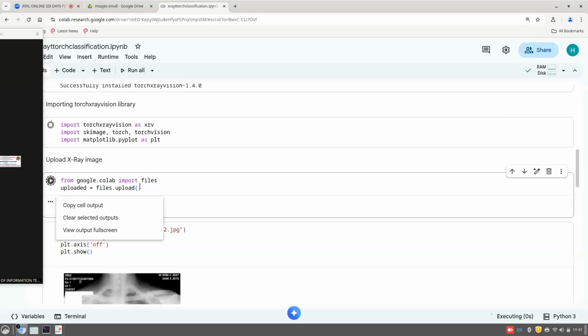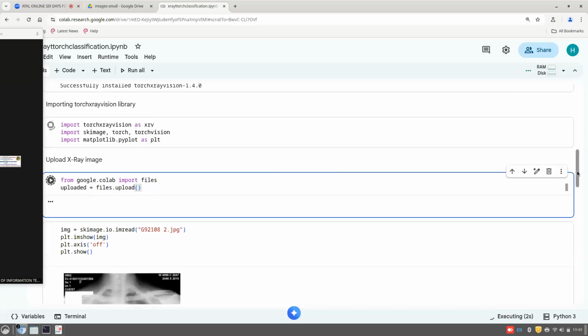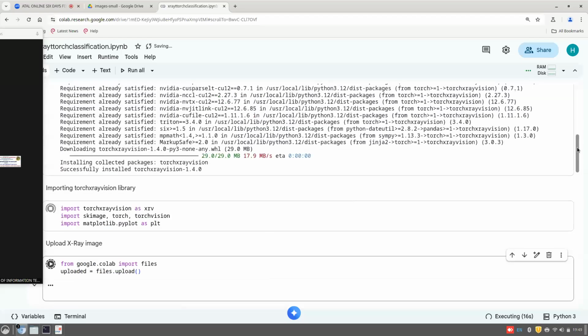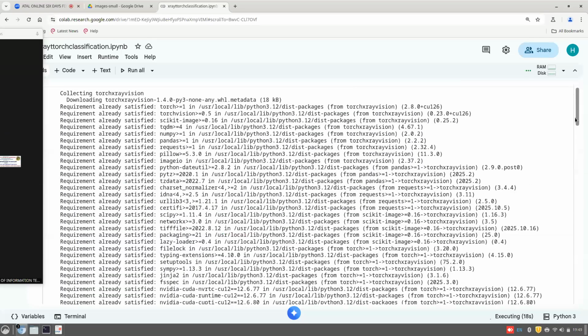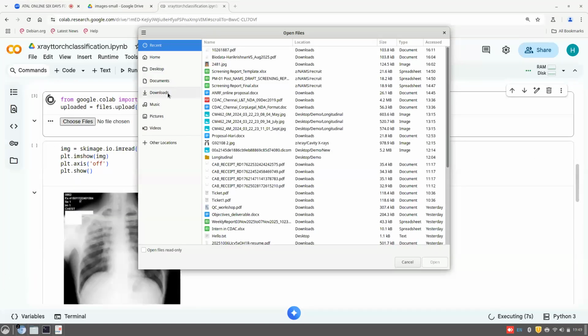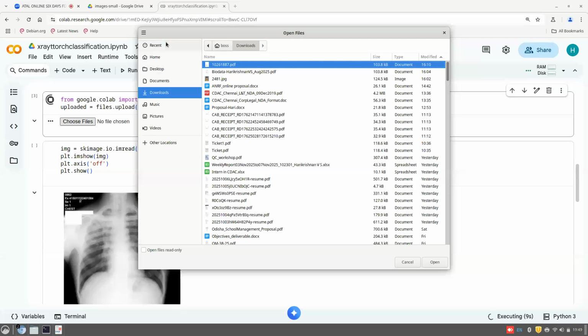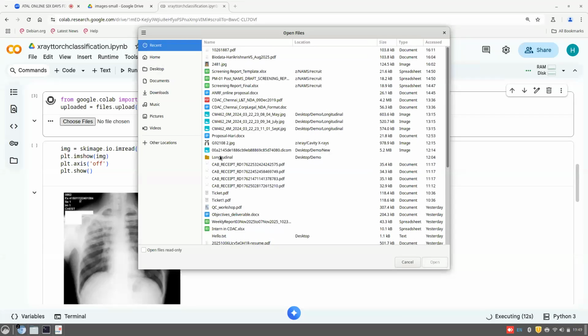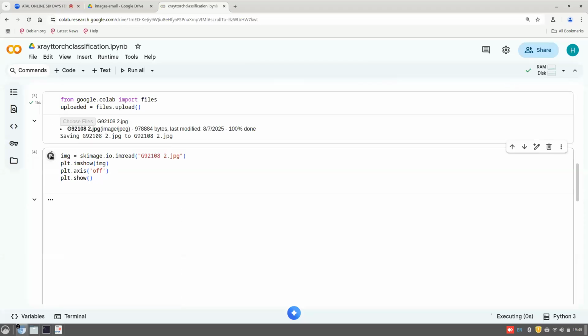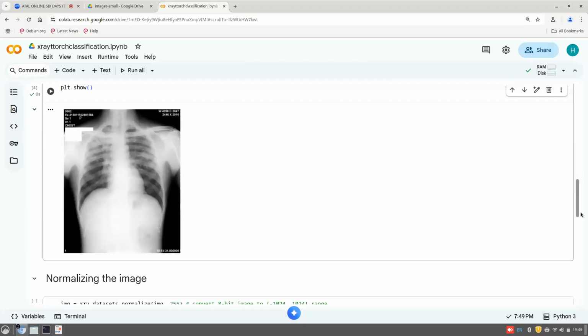I can import files using Google Colab's import files. I can actually import files from my desktop itself. There is a choose file option, and from my downloads, maybe recent. So I'm now uploading this file, and just plotting that X-ray image.